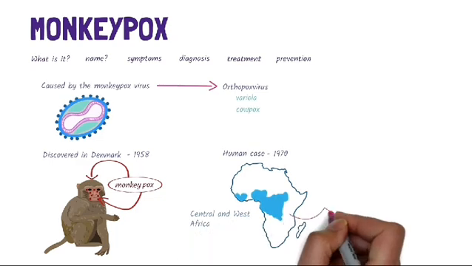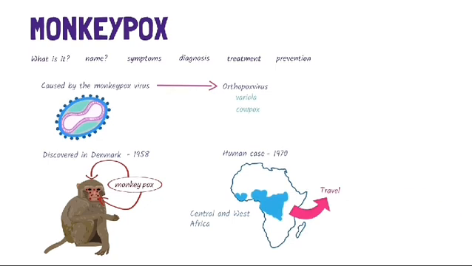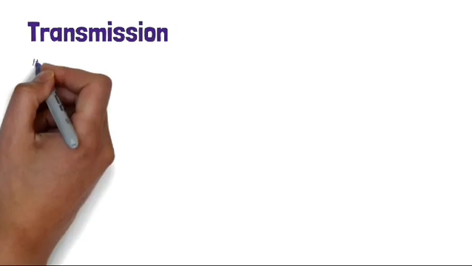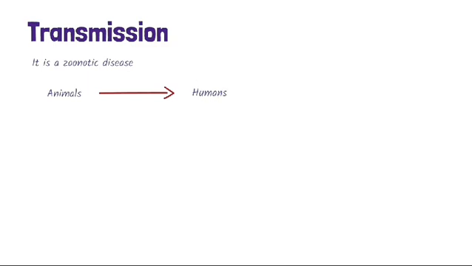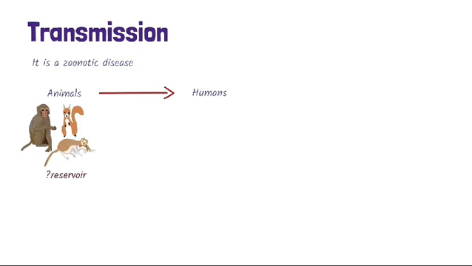Cases outside these countries have usually been associated with travel from those regions. However, recent cases have occurred with no travel history. Let's have a look at how it's transmitted. Monkeypox is a zoonotic disease, which means that it's a disease of animals that can be transmitted to humans. Although the virus can be carried in many animals, such as squirrels, rodents, and different species of monkeys, the natural reservoir of monkeypox has not yet been determined.